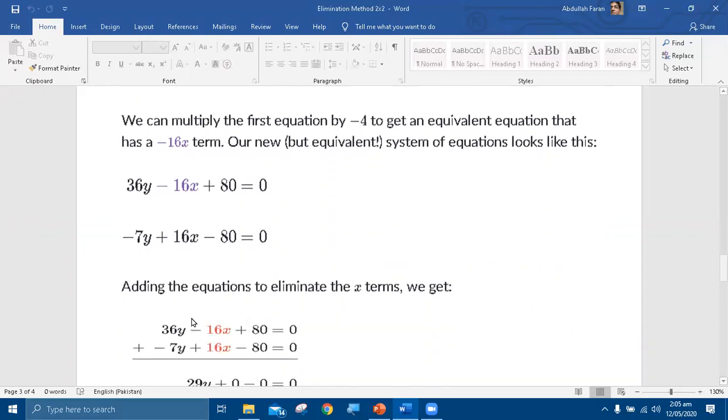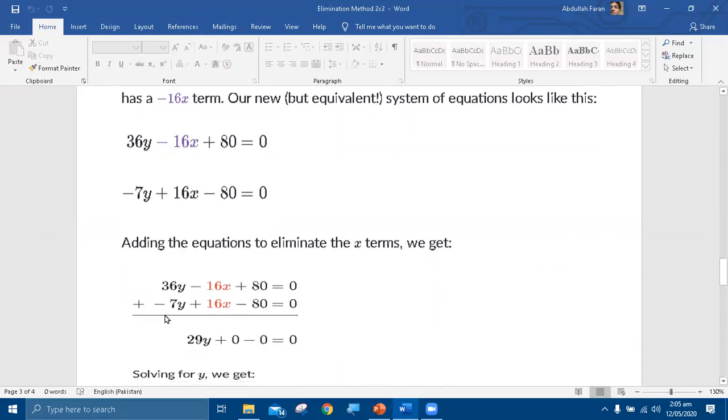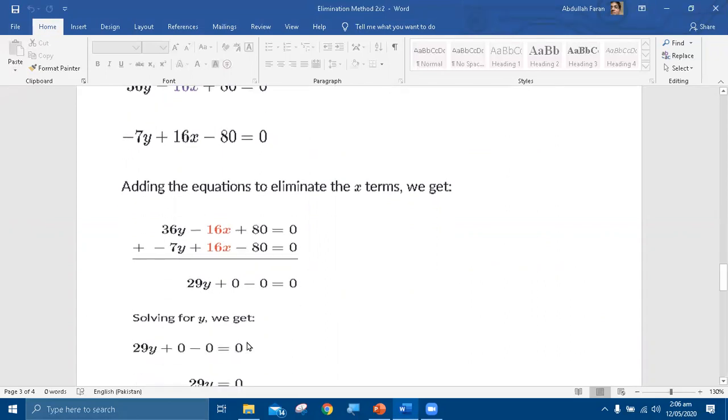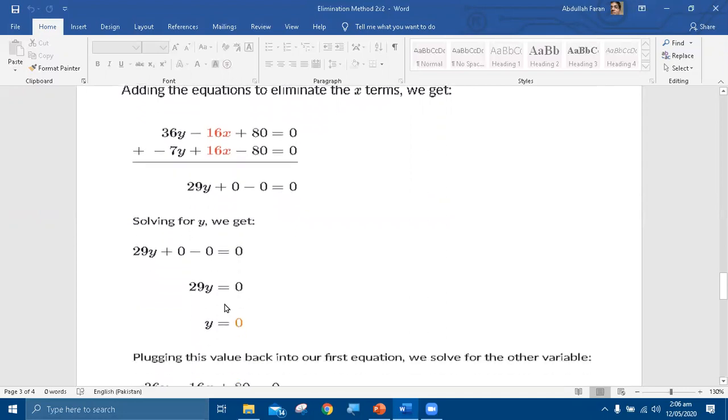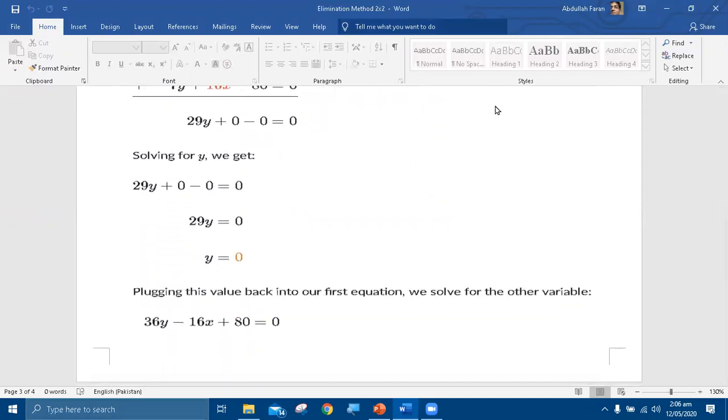What do I get? I'll just write them as they are and I'll add them. 36y plus -7y, which basically means 36y minus 7y, which becomes 29y. Minus 16x plus 16x is 0. And plus 80 plus minus 80, which is 80 minus 80, becomes 0. So what we have here is 29y equals 0, right? Divide both sides by 29, we get the value of y as 0, y equals 0.